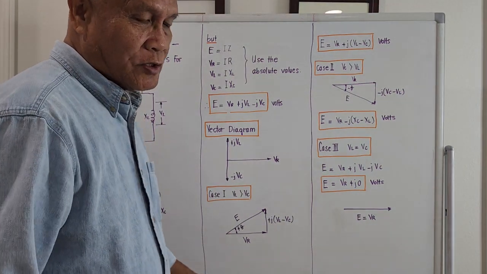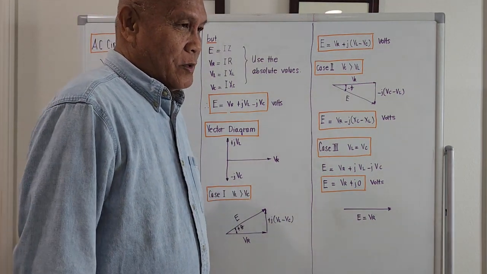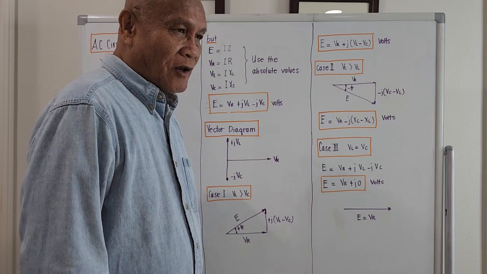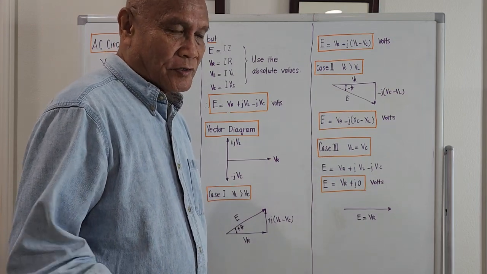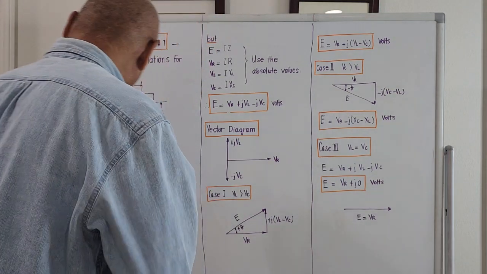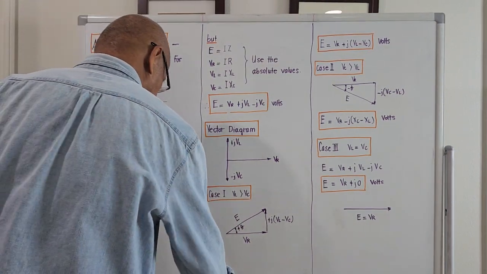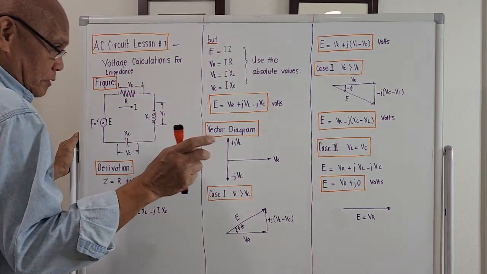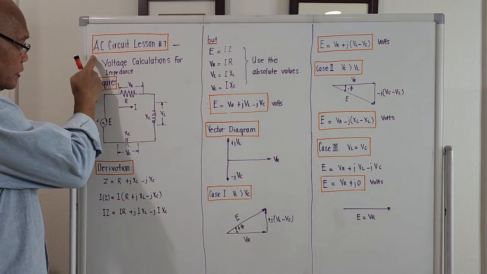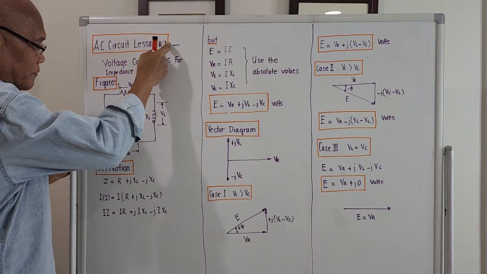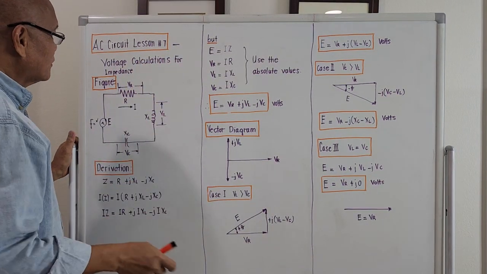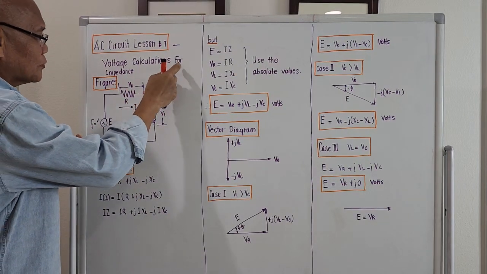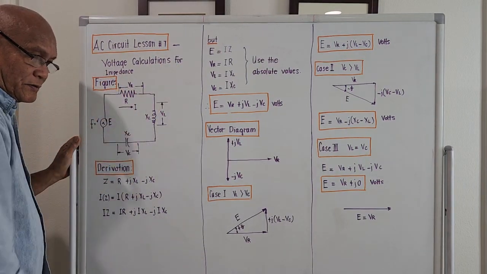This is a new topic, in sequence with the syllabus of an AC circuit. Okay, let's proceed. Alternating current circuit, lesson number 7. The title of the topic is voltage calculations for impedance.